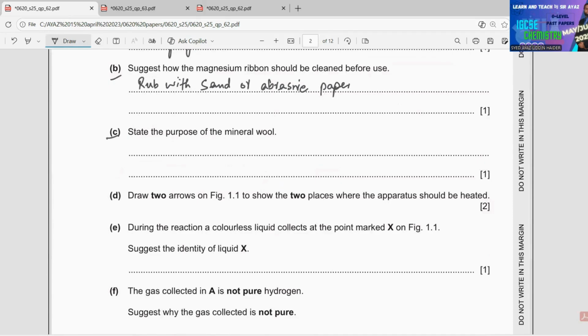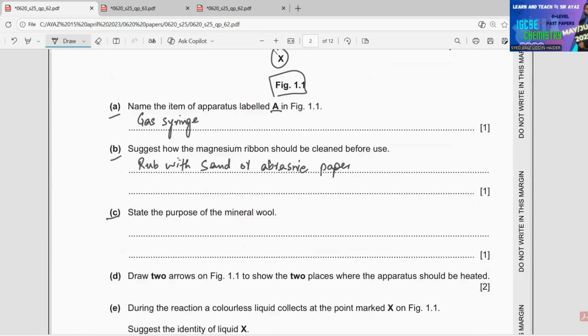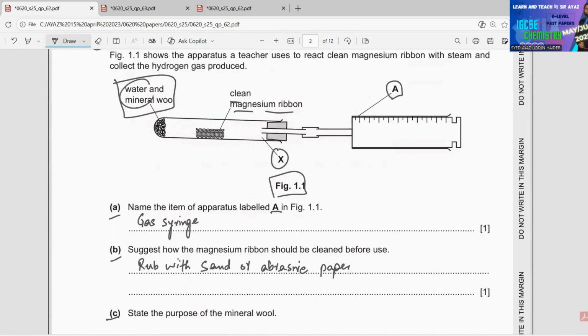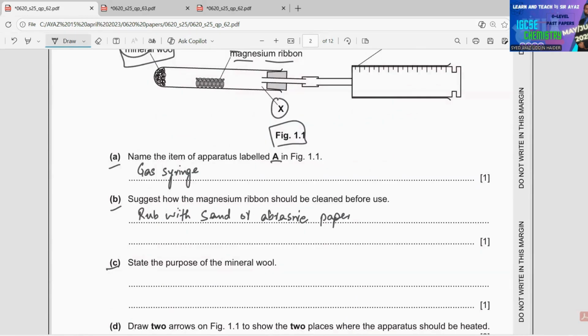Part C. State the purpose of the mineral wool. Definitely it's reacting with water or steam. So the mineral wool will be the one which is holding or absorbing the water. So you write hold or absorb water.